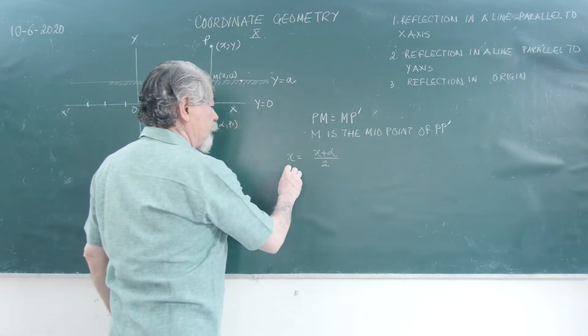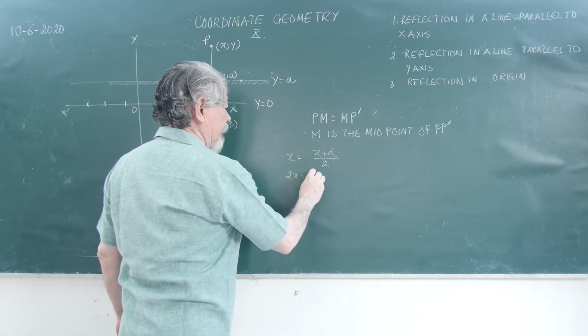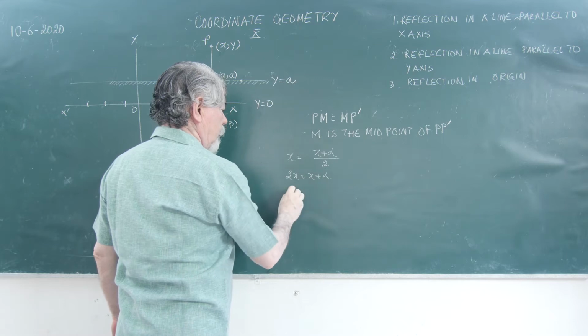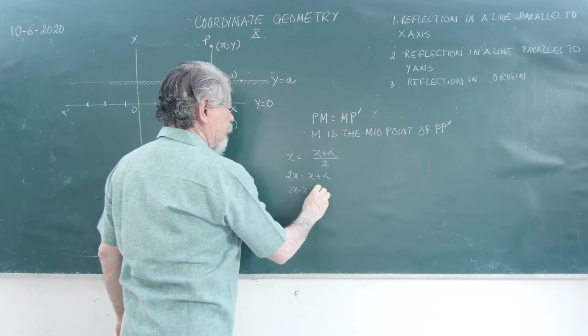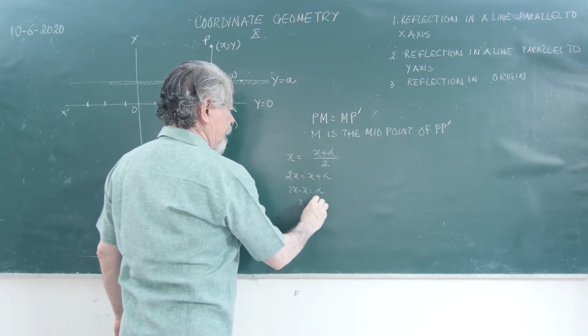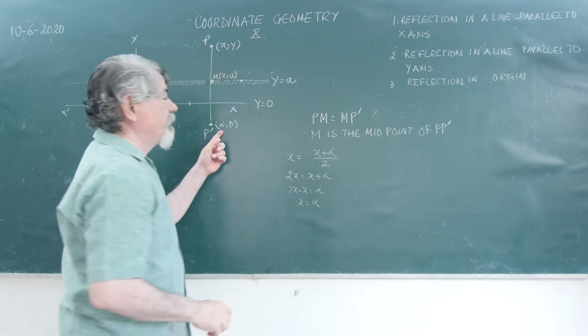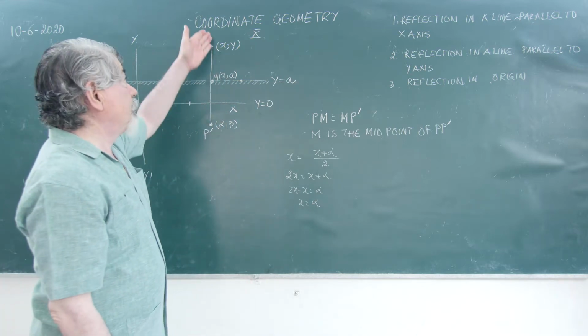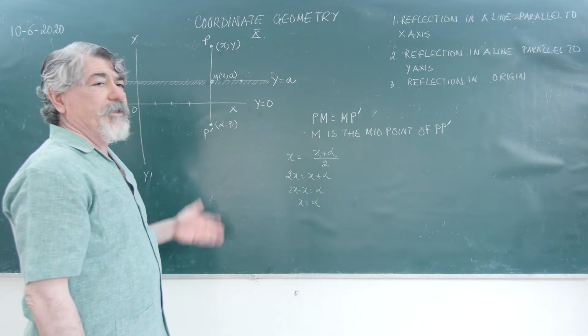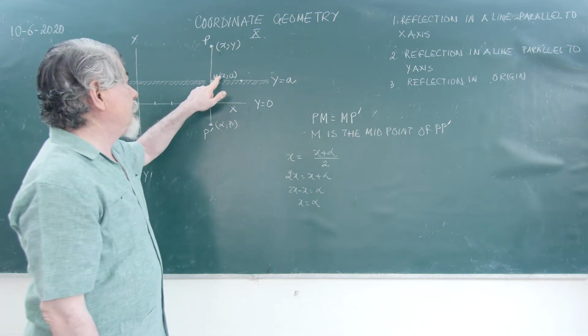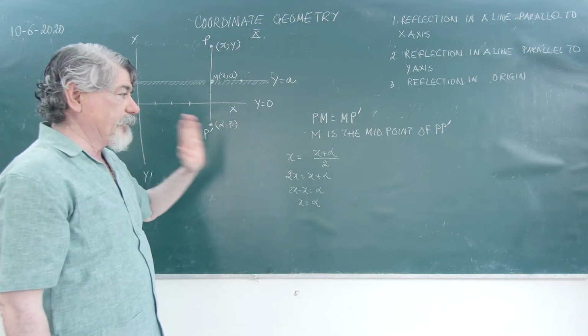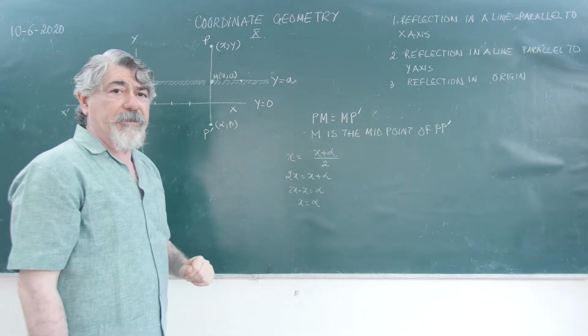So you will get 2x is equal to x plus alpha, or 2x minus x will be equal to alpha. So alpha will be x. That we had already said, because everywhere on this line PP dash the value will be x. It is x, it is x, it will also be x. But mathematically it is coming like this.